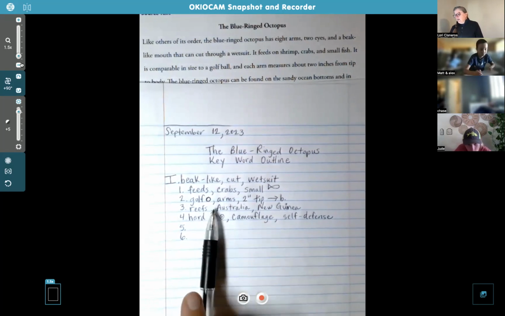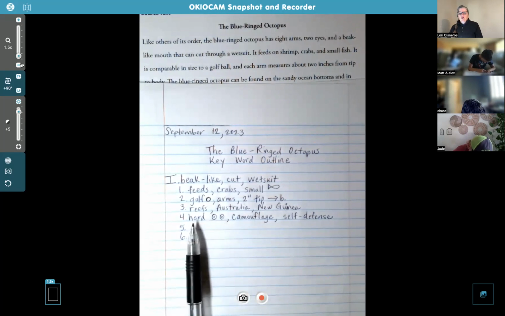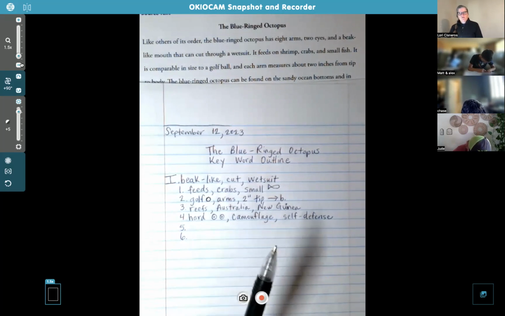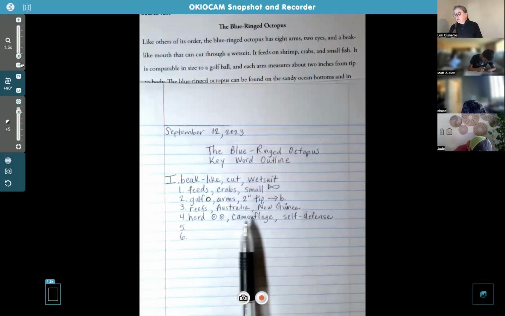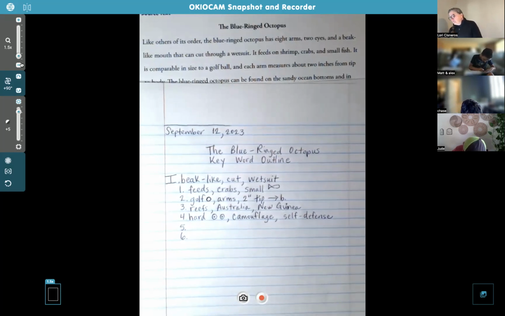Yes. Good. Okay, so sometimes we can use a little picture or a little symbol, like the eyeballs here, to help us remember it's hard to see. The passage says hard to spot, but it's the same meaning. Hard to see because it camouflages itself for self-defense. That'll help you remember what that sentence was about.